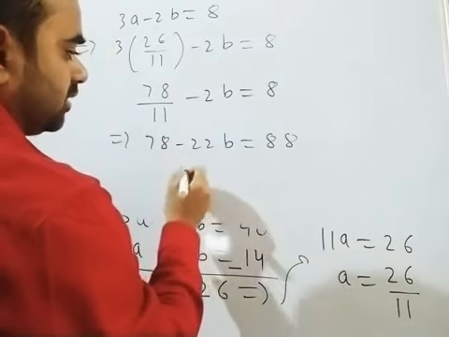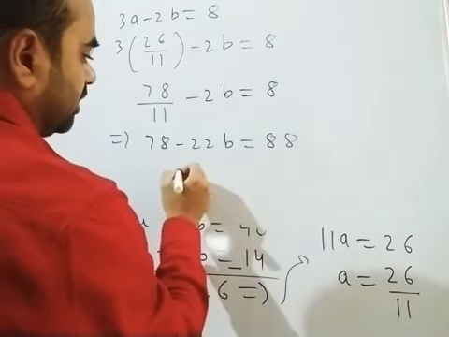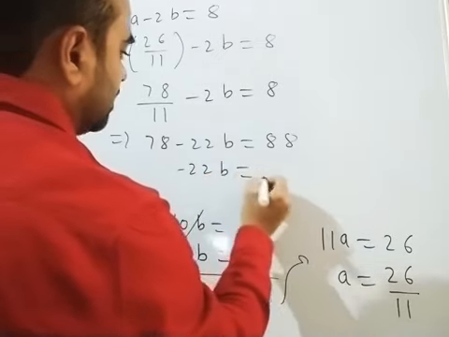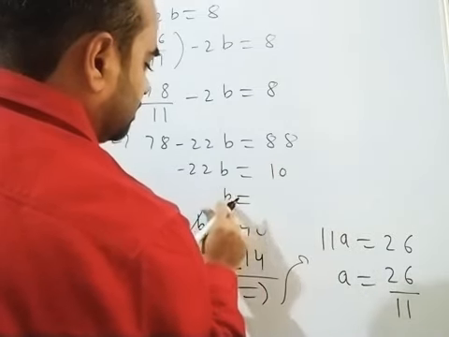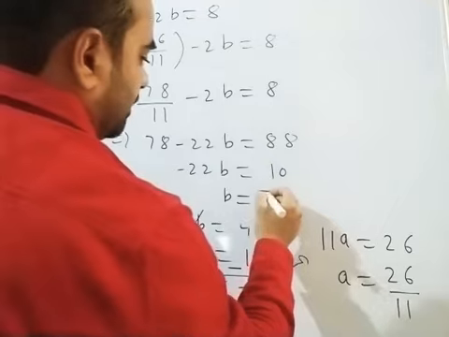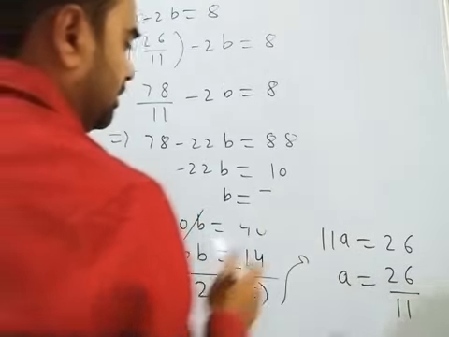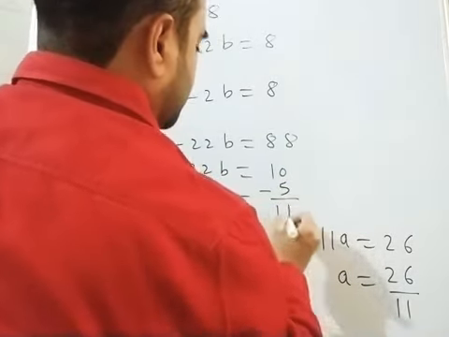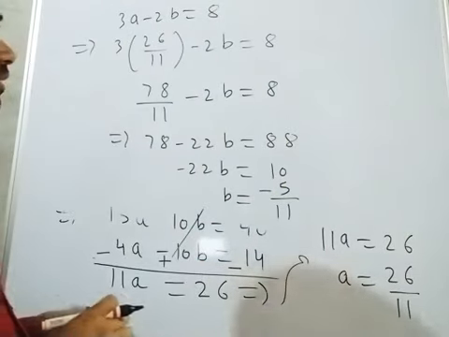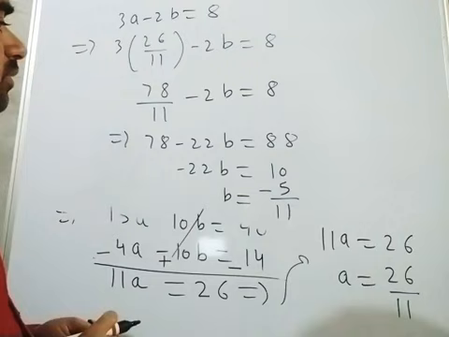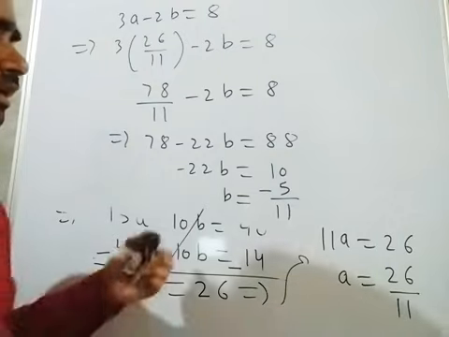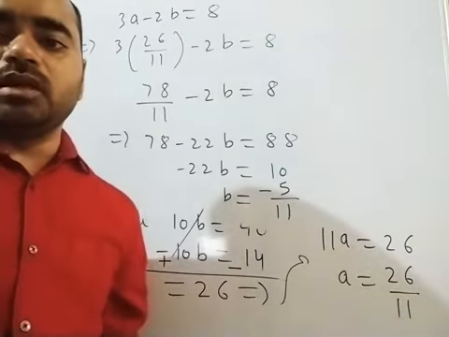It means 10 minus 22b is equal to 10. Therefore b is equal to minus 5 upon 11. Correct? b is equal to minus 5 upon 11.